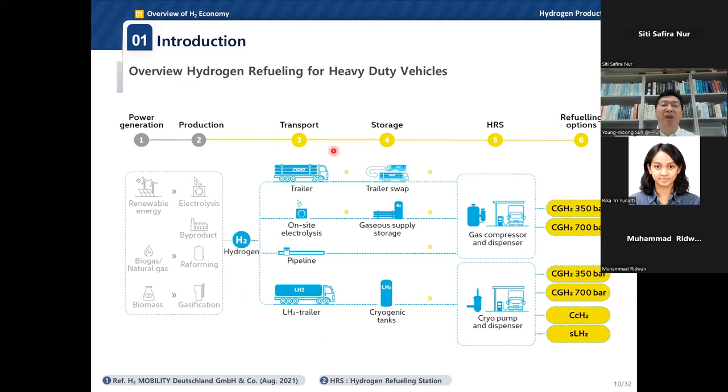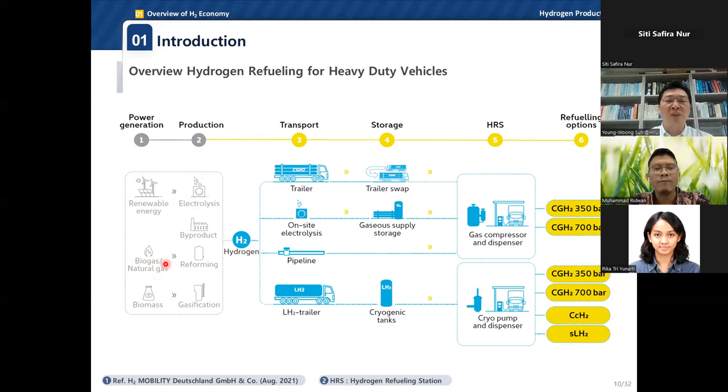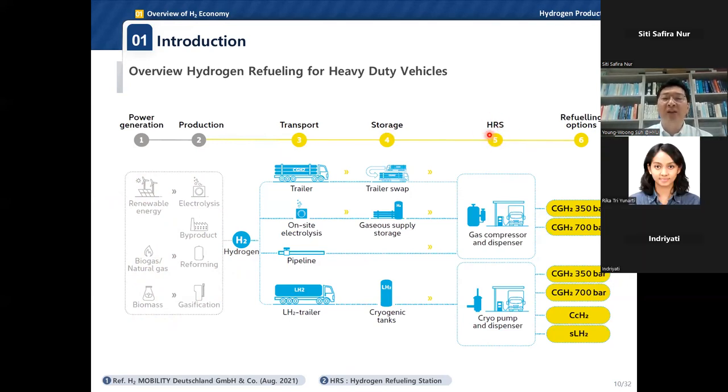Okay, and then this is a refueling station. HRS is short for hydrogen refueling station over here. Look at the left hand side. Renewable energy is used to electrolyze water to make hydrogen. Also biogas or natural gas, composed mainly of CH4, methane, will be reformed to produce hydrogen. And biomass will be gasified for hydrogen production. So many sources will be used to produce hydrogen, and then that hydrogen will be transported and stored to reach the HRS over here.